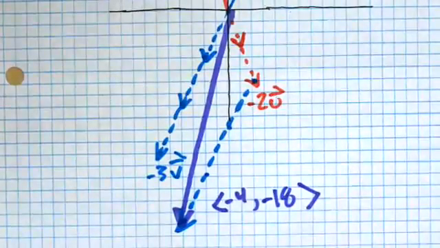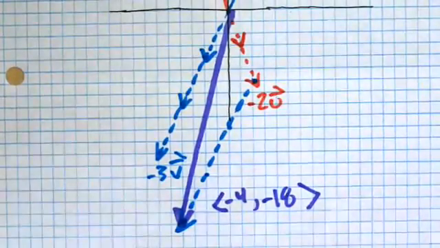Can someone, when you get a chance, look at your homework from Monday, look at number 19 and see if that matches the answer that we got when we did it algebraically? It does? Yes!